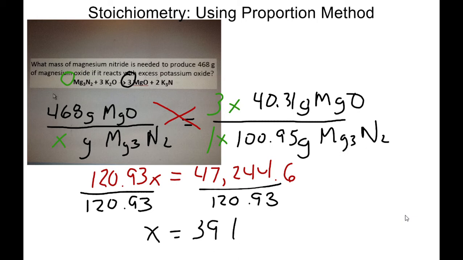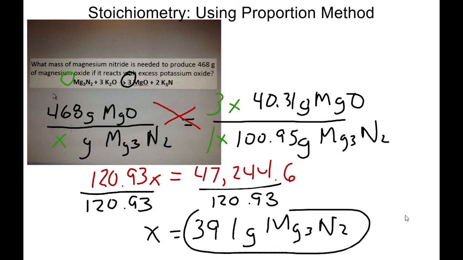Again, recall what x represents. In this case, x represents the number of grams of magnesium nitride, or Mg3N2. Therefore, we must identify it with the correct labels.